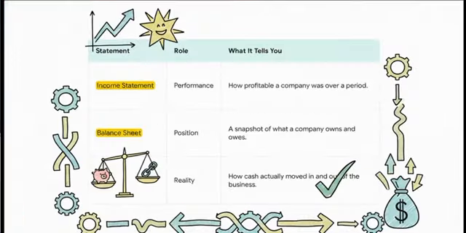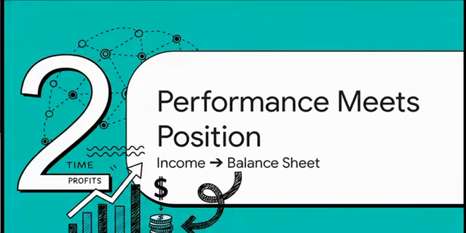Okay, so here's the breakdown of the team players. The income statement, that's all about performance. Did we make a profit this year? The balance sheet, that's our position. It's a snapshot in time. Here's what we own and here's what we owe. And then you've got the cash flow statement. This is the reality check. It shows you where the cold hard cash actually came from and where it went. Now, knowing what each one does is step 1, but the real magic, the real insight happens when you see how they interact. So let's build our first bridge.